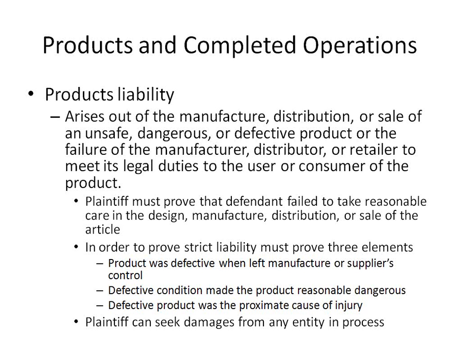And it talks about what you have to prove, in this case strict liability. There are three elements. The product was defective when it left the manufacturer's or supplier's control. The defective condition made the product reasonably dangerous, and the defective product was the proximate cause of the injury. Plaintiffs can seek damages from any entity in the process.